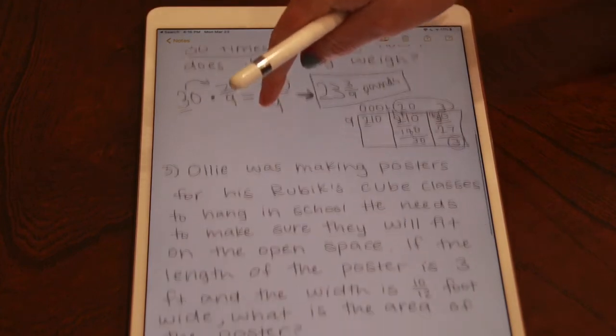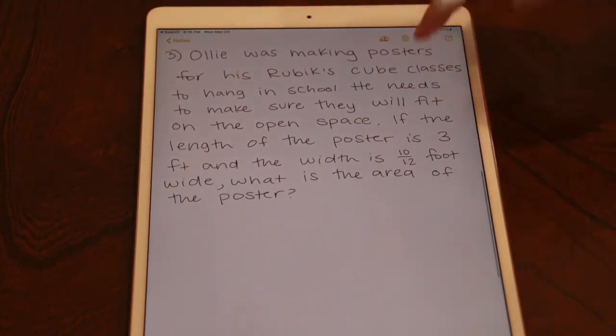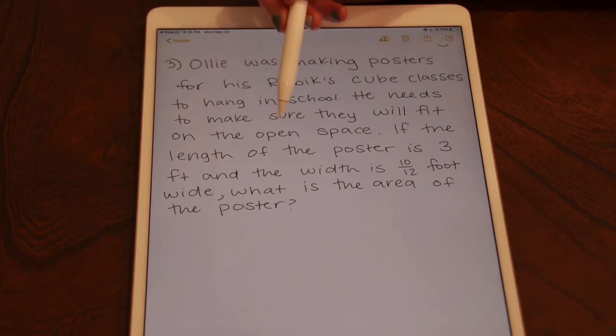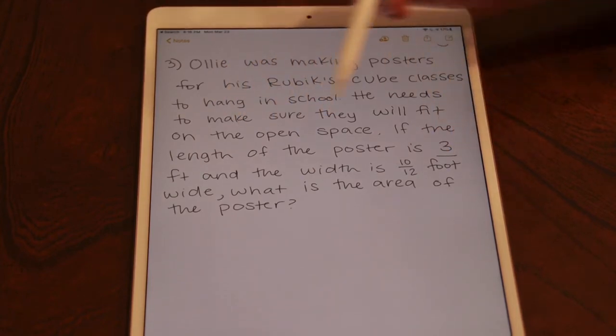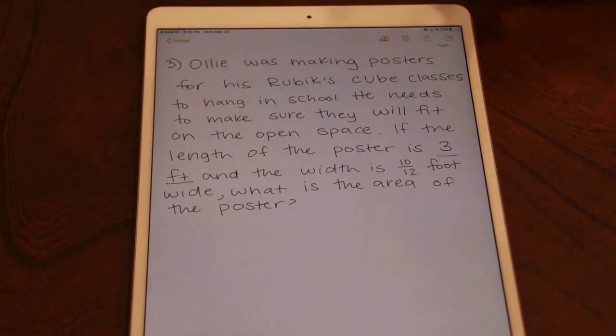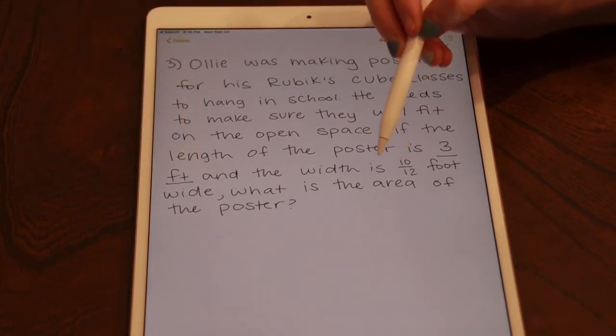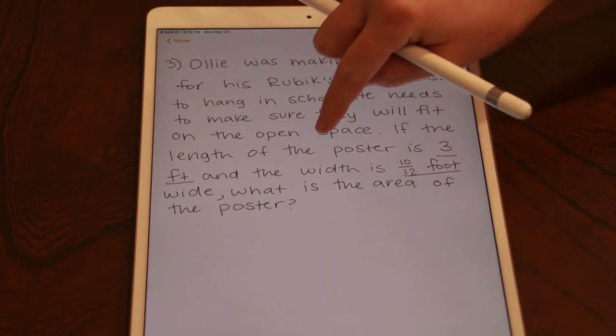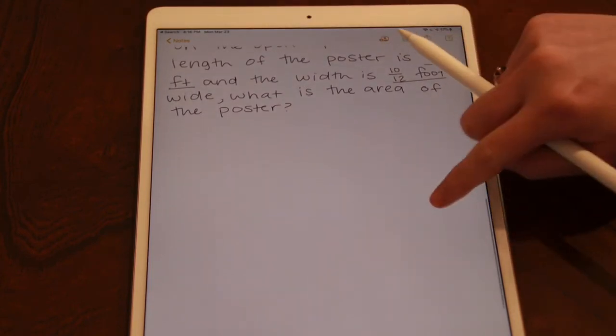Okay, here's my last one. It's a big one. Ollie was making posters for his Rubik's Cube classes to hang in the school. He needs to make sure they will fit on the open space. If the length of the poster is 3 feet, and the width is 10/12 foot wide, what is the area of the poster?